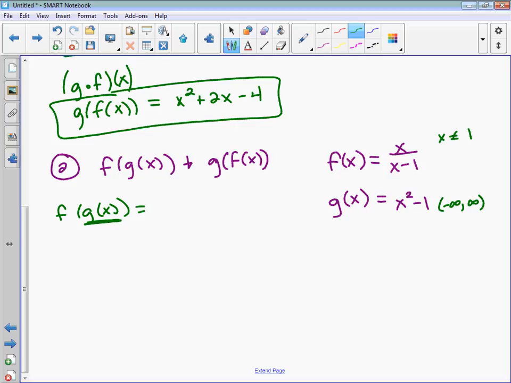So then we'd have x squared minus 1 over x squared minus 1 minus 1, right? So when I simplify that, I have x squared minus 1 over x squared minus 2. So the composition part is easy. Domain, we've got to think about a little bit here.